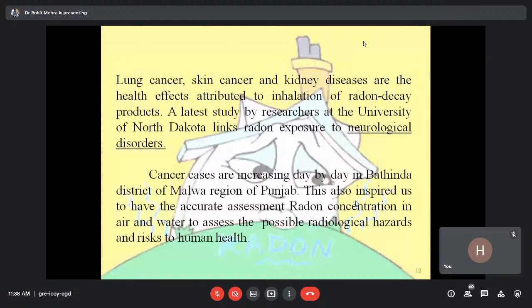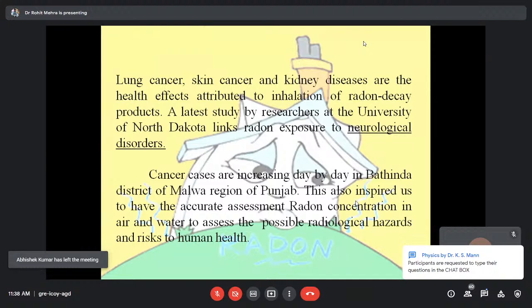Now, these are a few studies for reference which have been given in newspapers and different studies, that lung cancer, skin cancer, and kidney disease are caused due to the inhalation. And similarly, in the Bathinda and Malwa region, some studies have been conducted which link it to causing cancers.